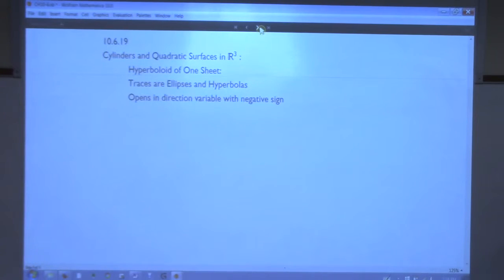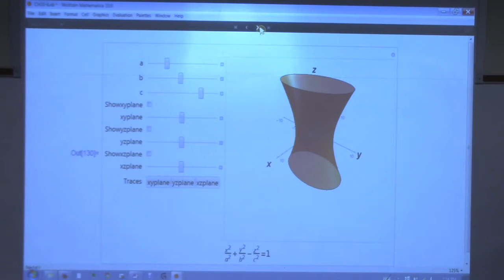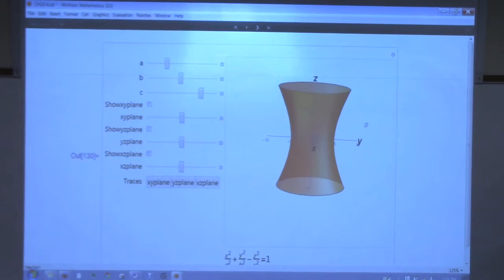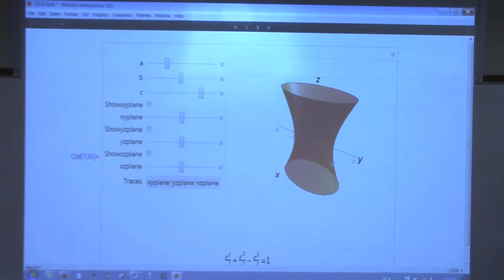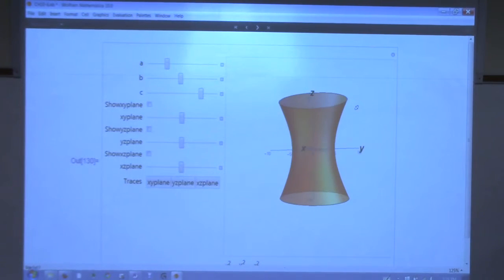Almost done. Hyperboloid of one sheet. Looks like a nuclear power plant thing, kind of, doesn't it? Yeah. A little bit.